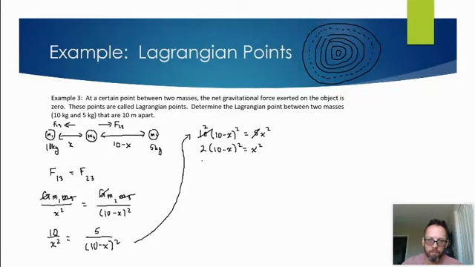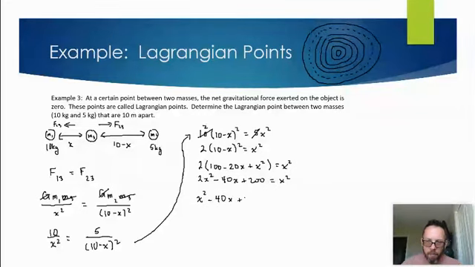Let's solve this equation. So (10 minus x) times (10 minus x) would be 100 minus 20x plus x squared, equals x squared. Expand that out: 2x squared minus 40x plus 200 equals x squared. Bring that x squared over and subtract. So 2 minus 1 is 1x squared minus 40x plus 200 equals 0. I don't think that can be factored, so we do need to use the quadratic formula here.